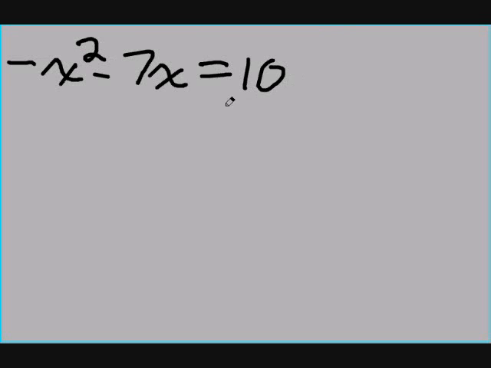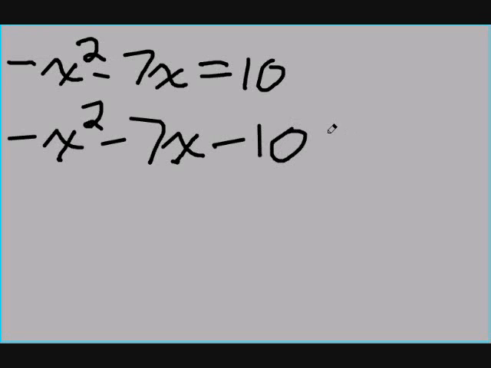So what do we do? We move the 10 over, right? Or to get rid of the, it doesn't matter. Let's do it this way first. So you get negative x squared minus 7x. And we move the 10 over, means we're subtracting 10, so you have minus 10 equals 0.